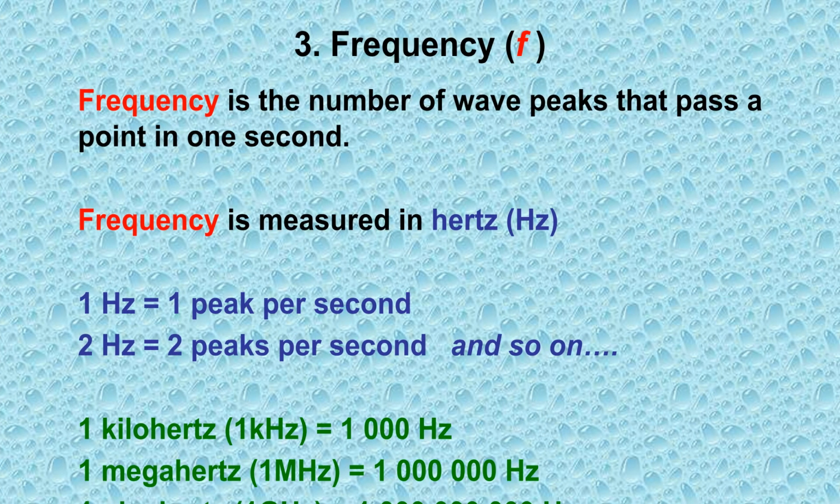Frequency, represented by F, is the number of wave peaks that pass a point in 1 second. It is measured in hertz, or Hz. 1 hertz is equal to 1 peak per second.